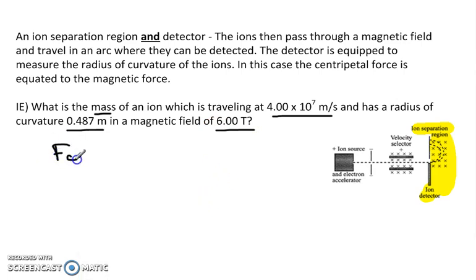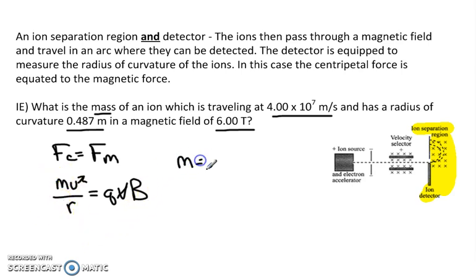The centripetal force, what's causing it to move in a circle, is that magnetic force. So mv squared over r is equal to qvb, where one of the velocities is going to cancel out. We are looking for the mass, so we need to isolate mass, which gets you QBR over the velocity. All of these are numbers that we have.